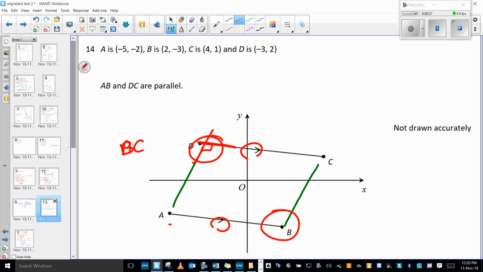Alright? Okay, so we've got our coordinates up here. So we would find the gradients of these lines and then start comparing them. So I would suggest probably for this you would just find gradient AB, BC, CD, and DA. Find all those gradients and then you can use that information for both questions.